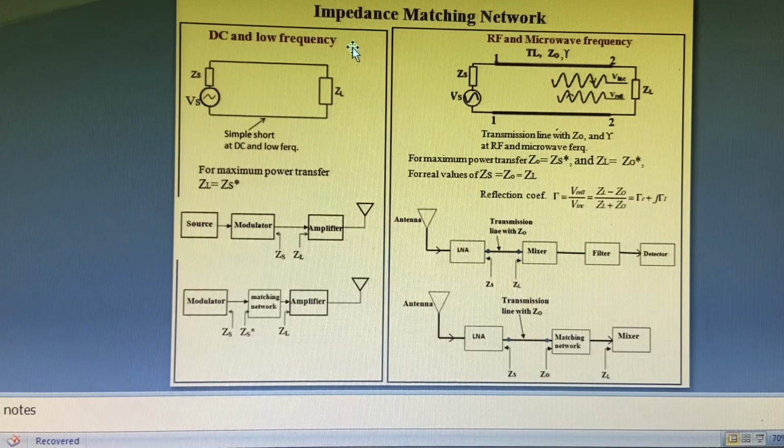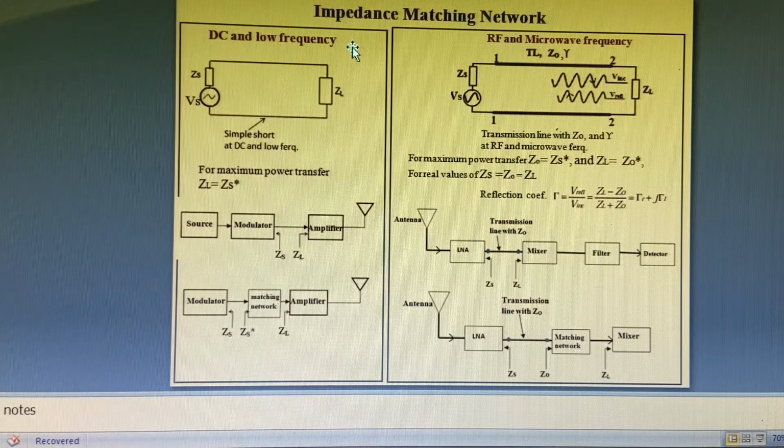Impedance matching network. Impedance matching networks play a very important role in electrical and electronic circuits. They are used to match the source impedance with the load impedance. For maximum power transfer in any circuit, the load impedance must be a complex conjugate of the source impedance. Then maximum power will be transferred to the load.